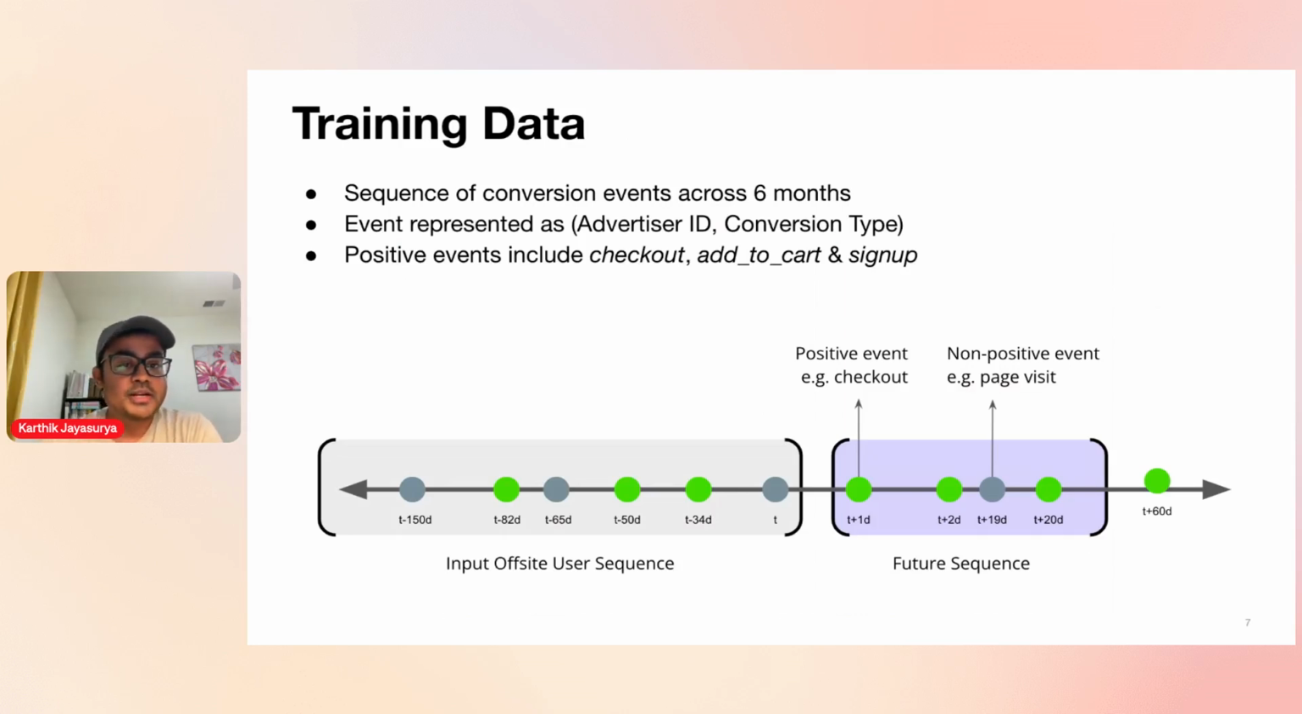Quickly looking at the training data used for this model. Essentially, as I said, it's a sequence of conversion events across 6 months, split into training of 150 days and 20 days following the training for evaluation. Each event that is shown in this diagram as a circle is represented as an advertiser ID and conversion type tuple. That is a unique identifier for that particular event. And positive events in this case include checkout, add to cart, and sign up. Those are the green circles in the purple shaded box. And that's what the model uses as labels to train on.